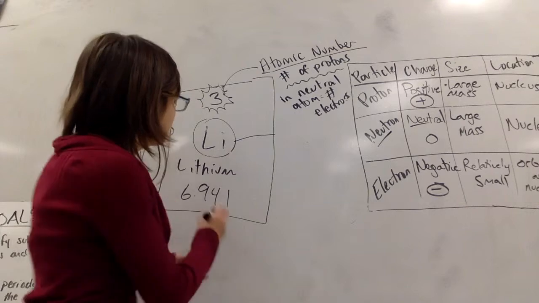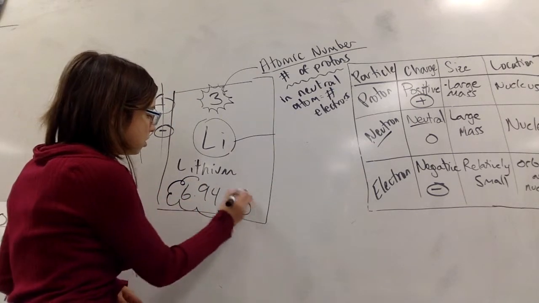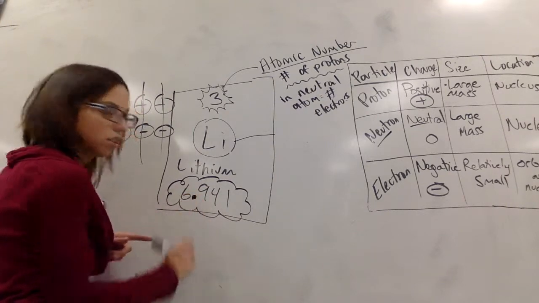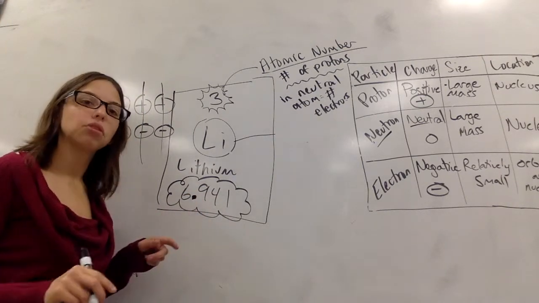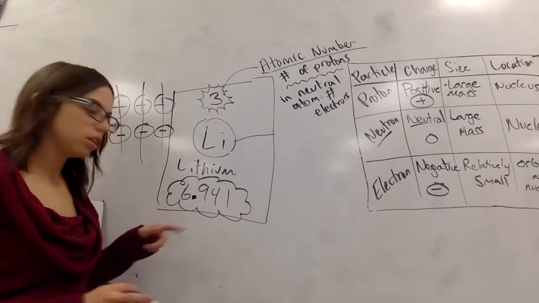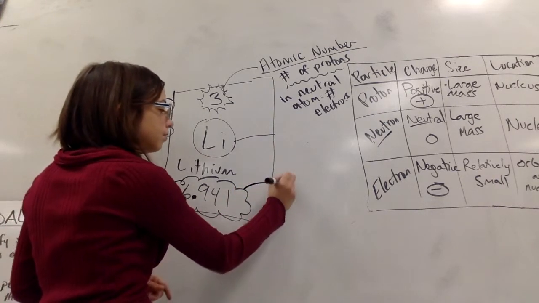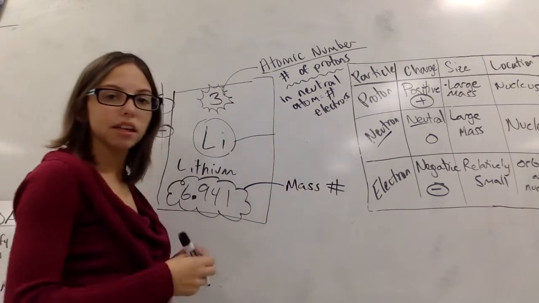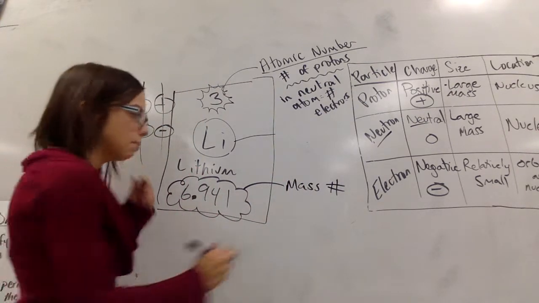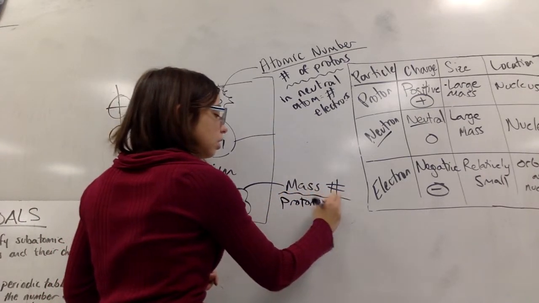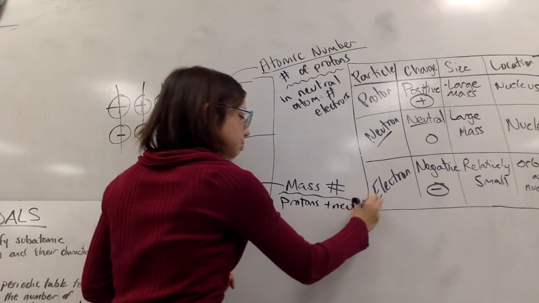Okay? Our last number we're dealing with is this one down here. This one is almost, and I say almost, always going to be a decimal, and it will be the larger of the 2 numbers. That's your mass number. And what a mass number is equal to is the protons plus neutrons.